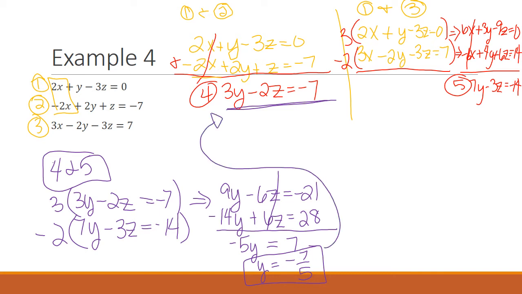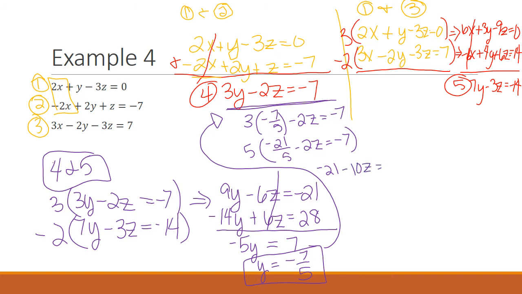So if y is negative 7/5, we got 3 times negative 7 over 5 minus 2z equals negative 7. So that would be negative 21 over 5 minus 2z equals negative 7. I'm going to multiply everything by 5 to get rid of my fractions. So I'll have negative 21 minus 10z equals negative 35. Then add 21.